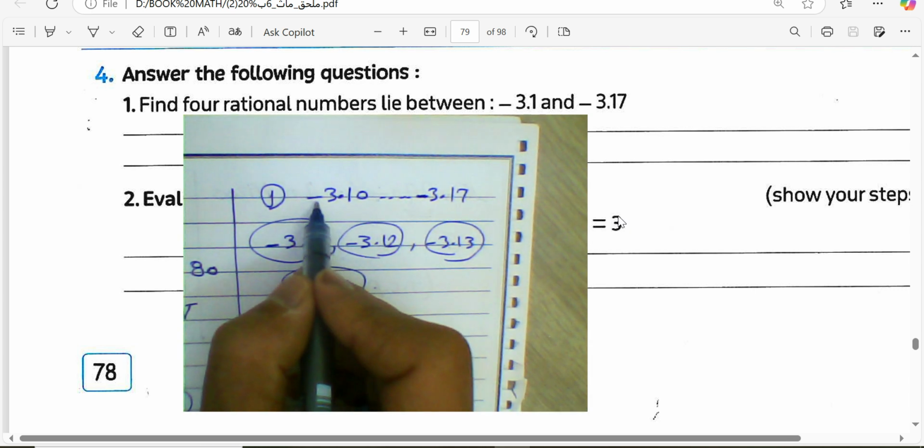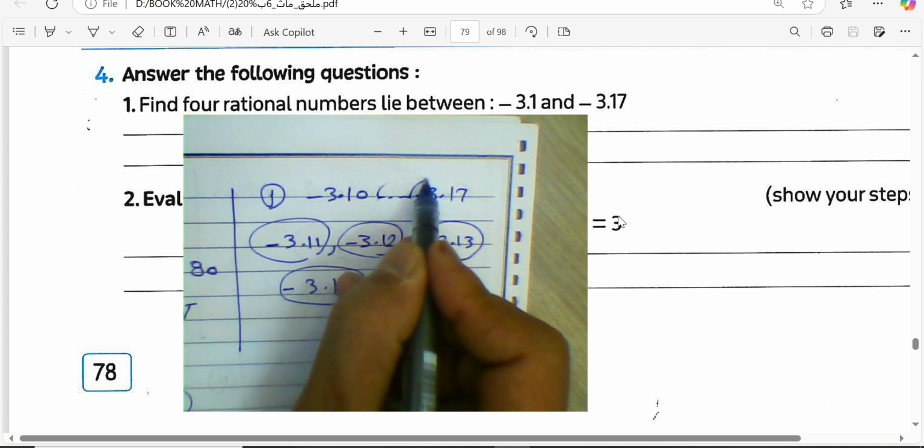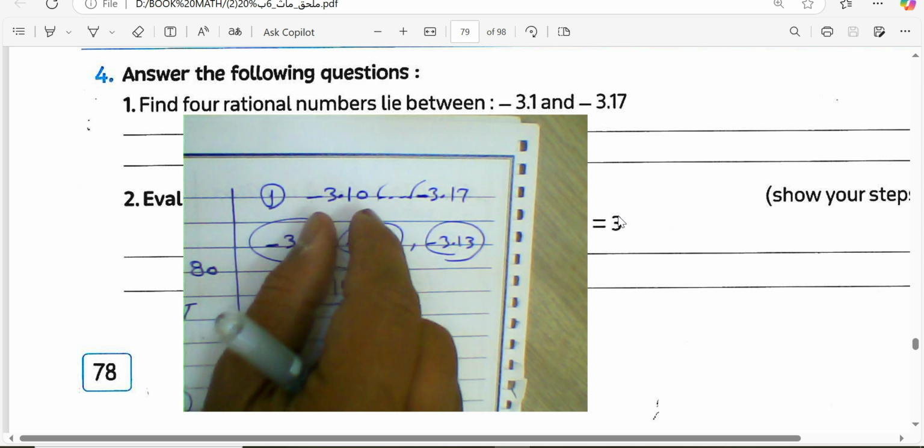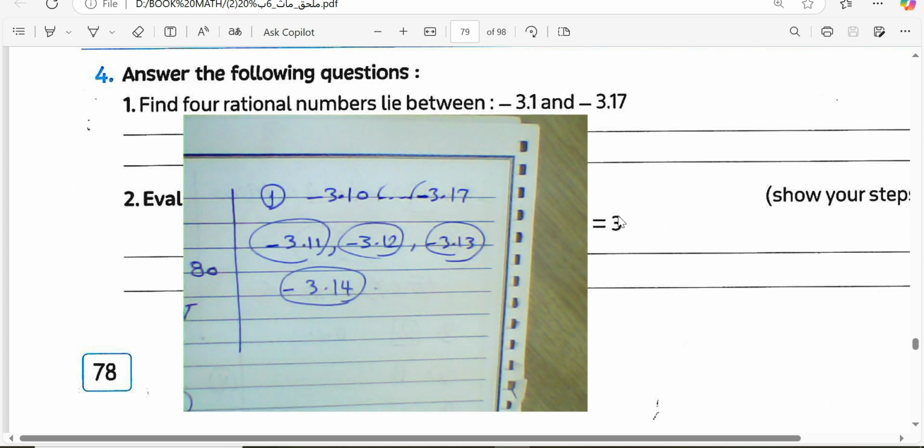We have here, put 0 first to make equal parts and then count from this number to this number. Okay. Next question.